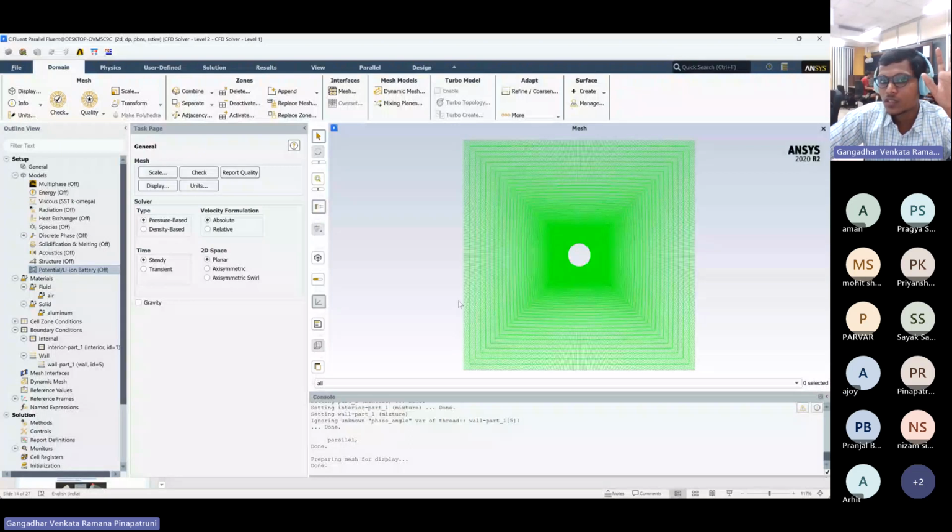I hope you are all seeing. So this area is my inlet. At this area, I need to specify to the software that it should allow the fluid to pass with a velocity of, suppose, 10 meters per second. So it will allow the fluid to pass at 10 meters per second.